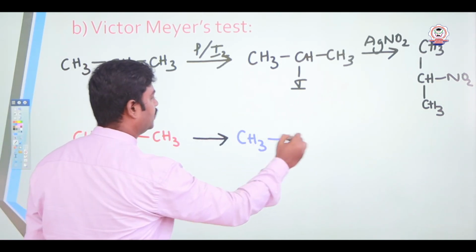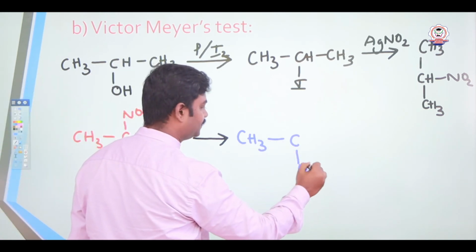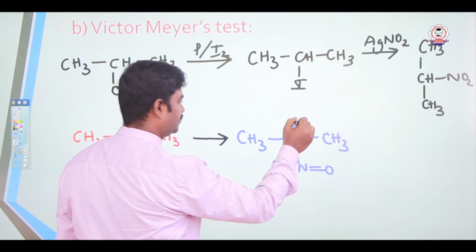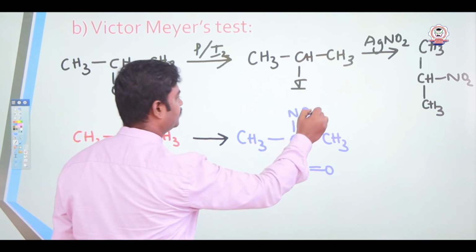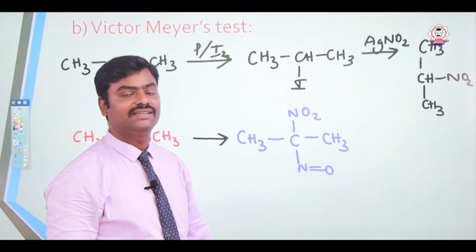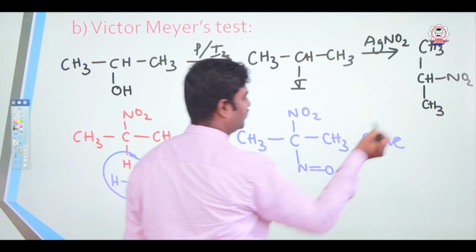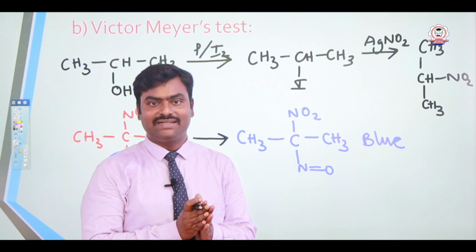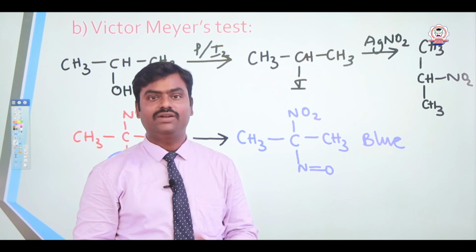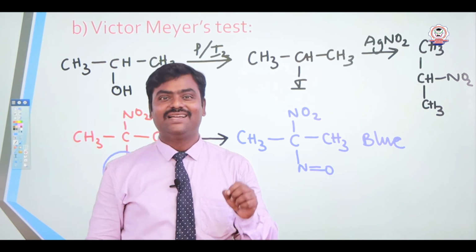CH3, C, we have a single bond and N double bond O, next CH3 and we have one NO2 group here. So the compound formed in this series of reactions is blue in color. So if you get a blue color transformation, you can surely know that we have taken a secondary alcohol. So in this series of reactions, we have identified the initial alcohol we have taken as a secondary alcohol.